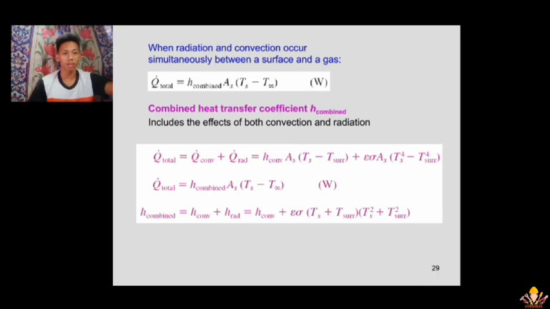When radiation and convection occur simultaneously between a surface and a gas, we have the equation for total heat radiation equal to the combined heat transfer coefficient times the surface area times the surface temperature minus the temperature of the fluid. We have three equations down below. One is the total heat radiation and the other is the combined heat transfer coefficient.